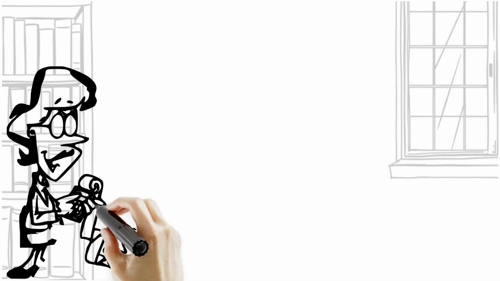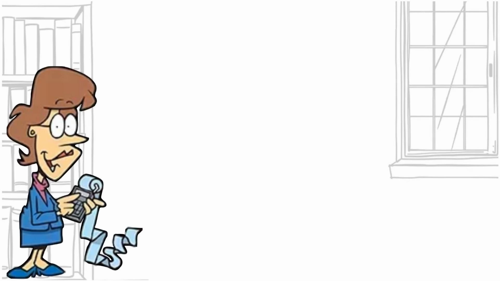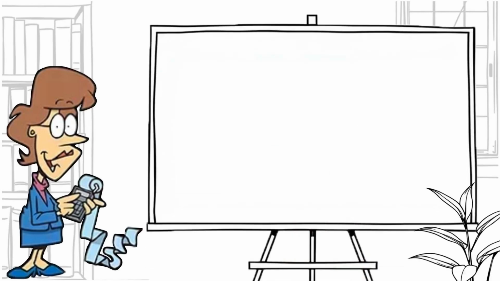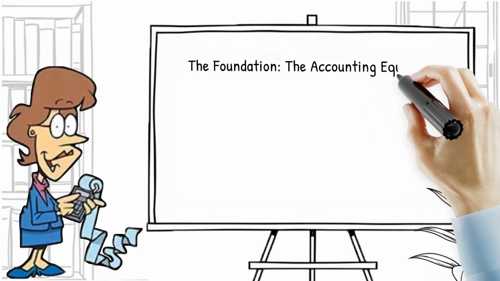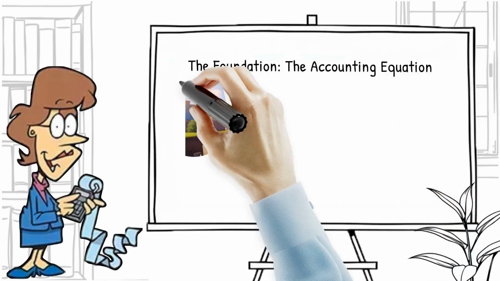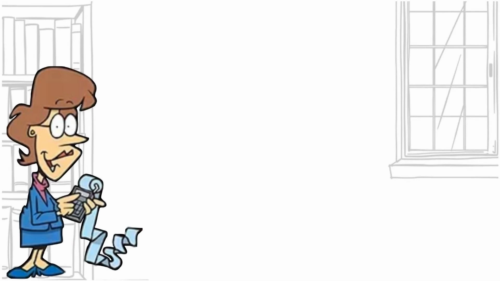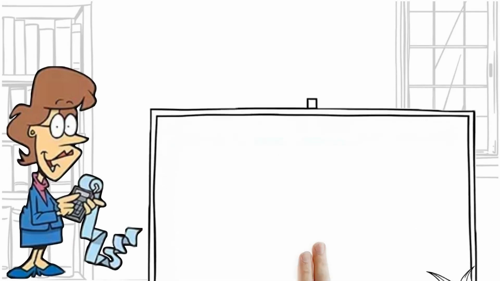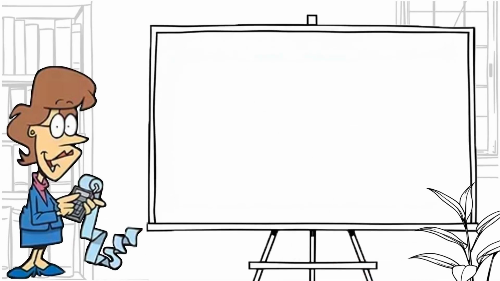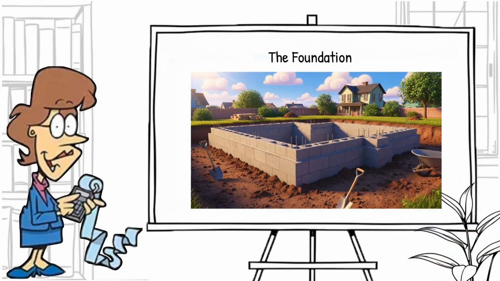1. The foundation, the accounting equation. Before a single brick is laid, you must dig the foundation. In bookkeeping, this foundation is the accounting equation, assets equal liabilities plus equity. Think of the foundation as a perfectly balanced scale. If the left side, what the house is, the assets, isn't exactly supported by the right side, how the house was paid for, liabilities and equity, the ground will shift, and the walls will crack. Every ounce of concrete added to one side must be accounted for on the other.